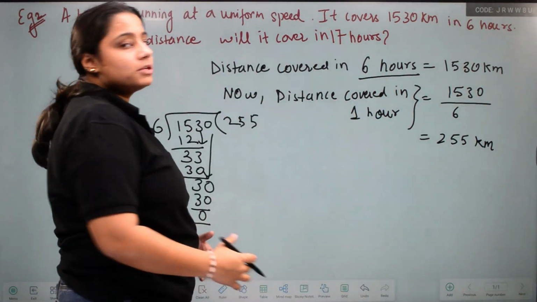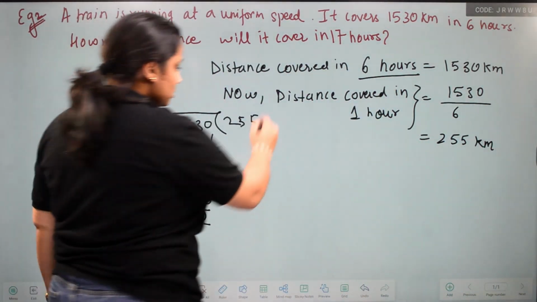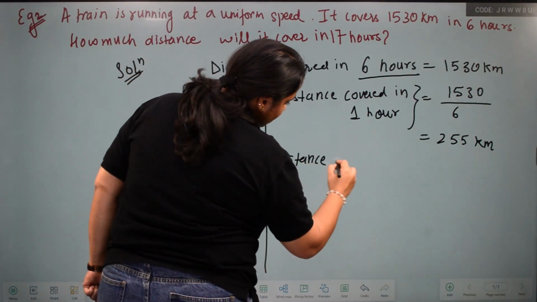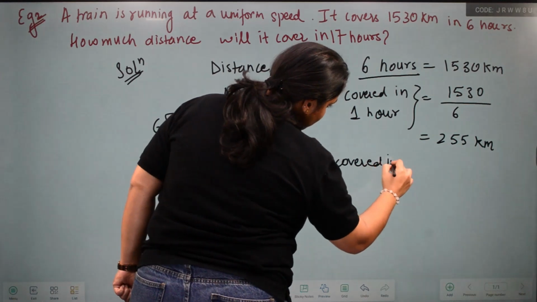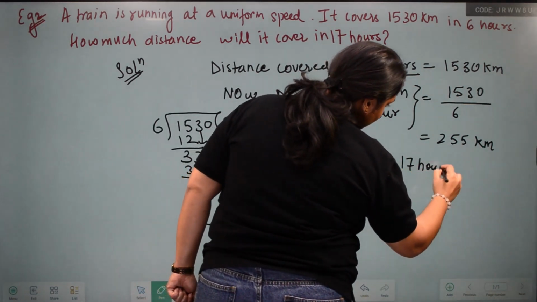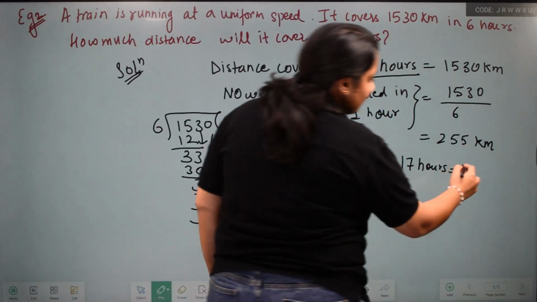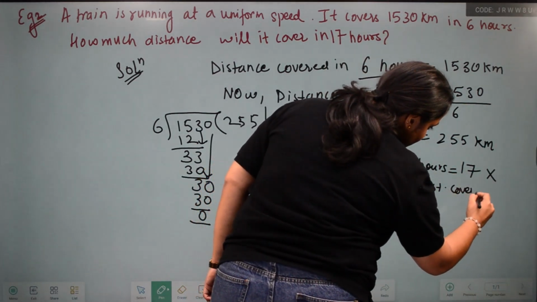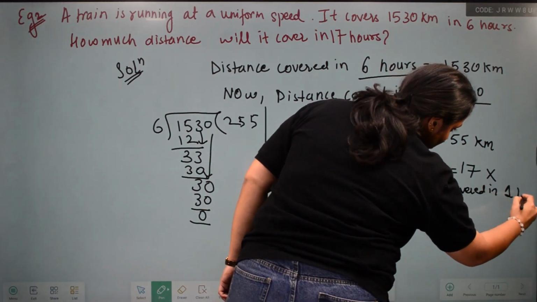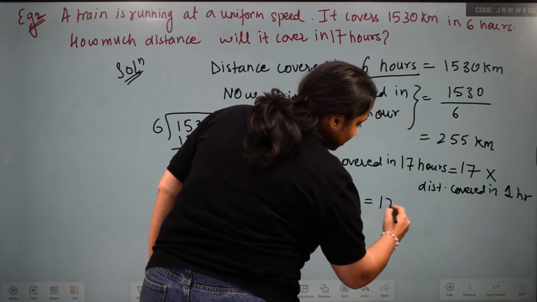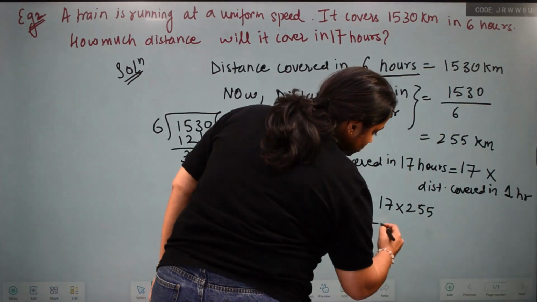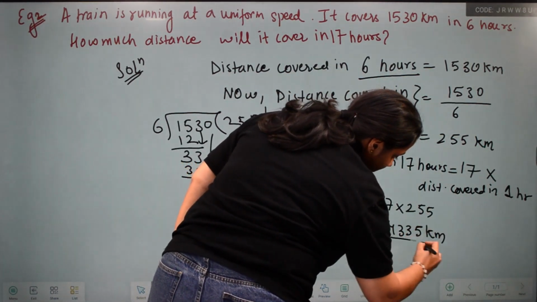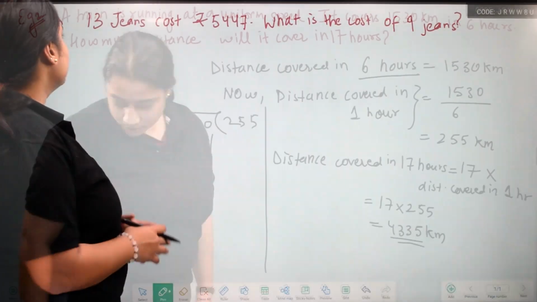Now we need to find how much distance it covers in 17 hours. So the distance covered in 17 hours will be equal to 17 into the distance covered in 1 hour, which is equal to 17 into 255. So the distance is 4335 kilometers. Hence this is our required distance.